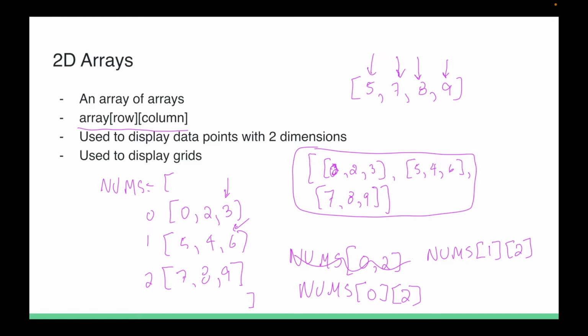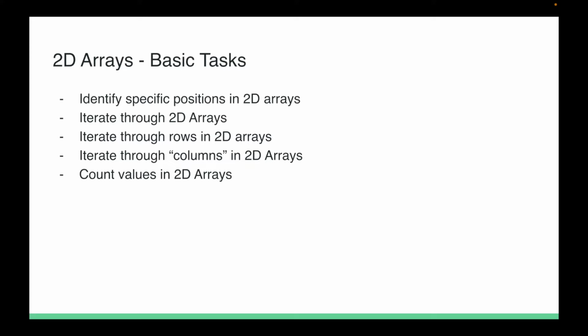Now, as I said before, they're used to display data points with 2 dimensions and often grids, and that's the way you're going to see them. And you're going to be working with them in the IB exam and just in general in real life whenever you do use 2D arrays. Now, what we're going to do now is we're going to shift over to Visual Studio and do a little bit of pseudocode coding.